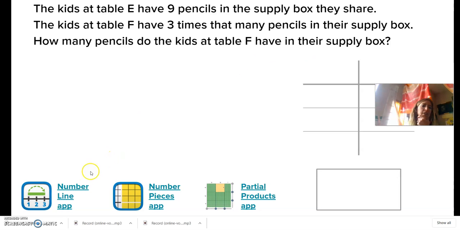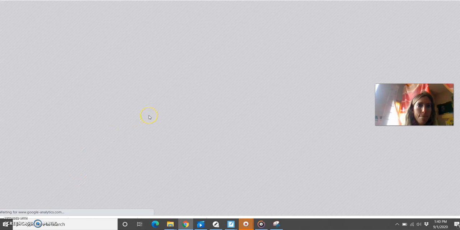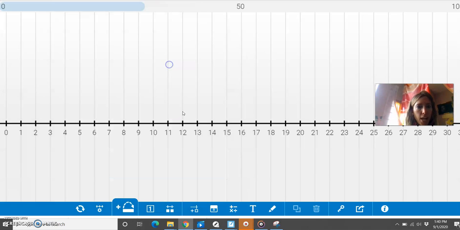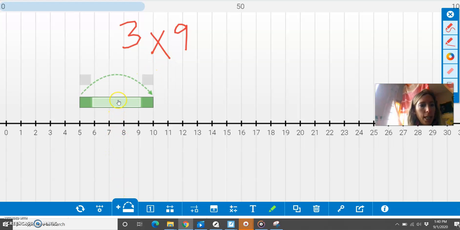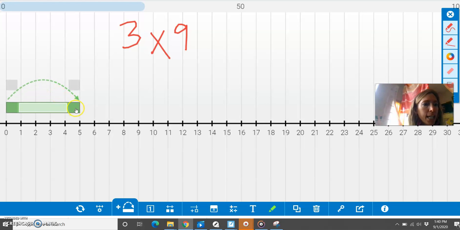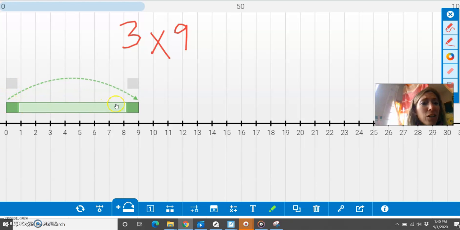So how many pencils do the kids at table F have in their supply box? Well, we have different options. We could use a number line, the number pieces, the partial products app, a ratio table, or an open area model. Which one do you want to try out here? I'm going to go ahead and work it on the number line. So remember that that first table had 9 pencils. But the second table did not have 9. They had 3 times that amount. So I'm going to go ahead and grab my jumper, and I'm going to get it to start at 0. And where am I going to drag it to? Not 5, not 6, not 7, not 8, but 9. Okay? That's that first table.